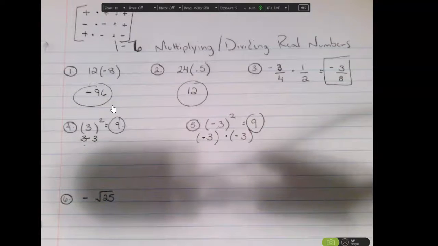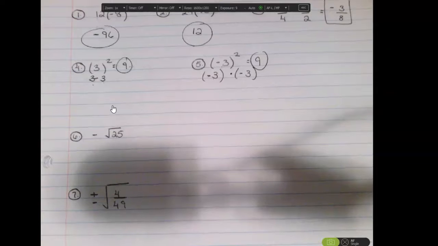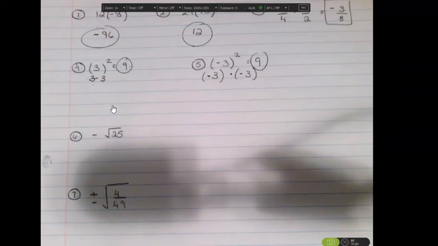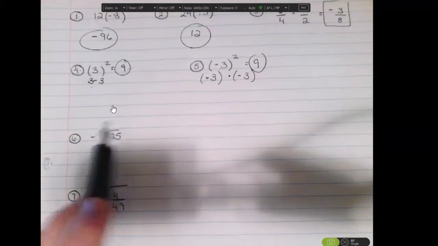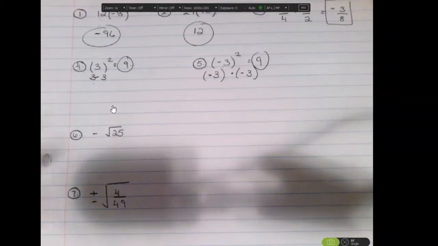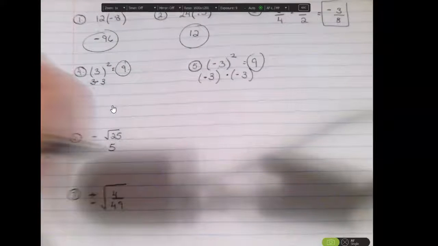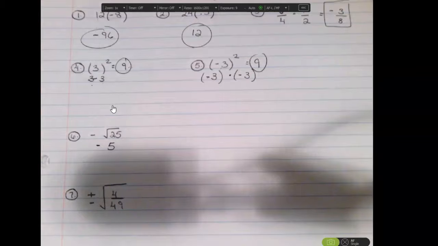All right, let's move ahead and move into this next section, which involves simplifying square roots. When we simplify square roots, for example, here for number 6, I have negative square root of 25. Well, what is the square root of 25? The square root of 25 is going to be 5. I bring down my negative sign, so my answer for this one is going to be -5.